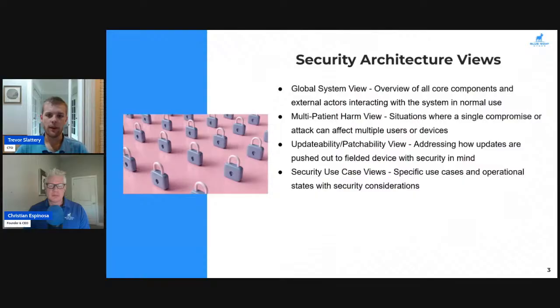Security use case views are directed towards specific use cases and operational states and how we're addressing security in them. There is a lengthy list of recommendations provided by the FDA on what should be addressed here, though in general, we want to look at any state of the device and how the data flows are working during that state. For example, if we have Bluetooth, USB, and HDMI, how are those all going to have different security profiles during normal operation, during standby, during power off, during power on? These are the types of things that we're looking at with our security use case views.